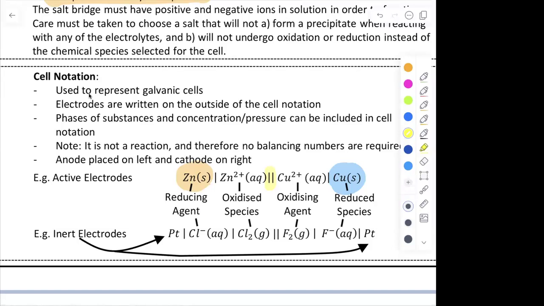And then what happens if we were dealing with maybe a gas? In this case, remember what I mentioned before: when we're dealing with gases, gases don't conduct electricity by themselves.